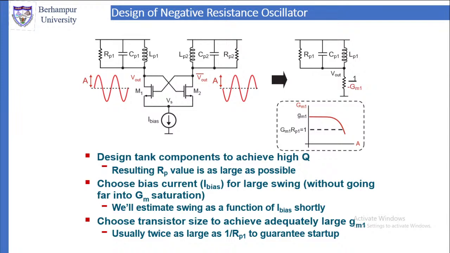Then choose bias current, I bias, for a large swing without going far into the Gm saturation, because if you go into the Gm saturation, then Gm into Rp will not be equal to 1. So without going into Gm saturation, take I bias value as large as possible. We will estimate the swing as a fundamental function of the I bias circuit after this. Then choose the transistor size to achieve an adequately large Gm1. Usually this will be twice as large as 1 by Rp to guarantee the startup.